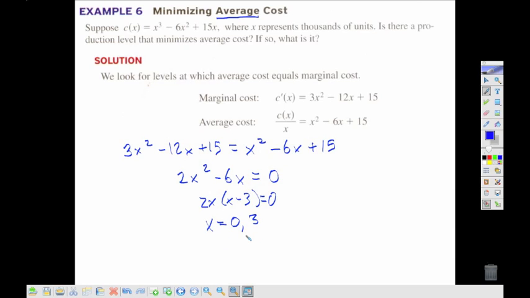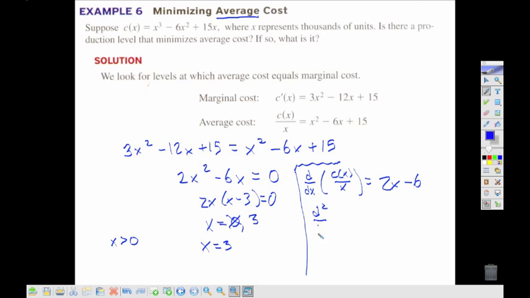Now we need to decide which of those would actually make sense. If we're thinking about a production level, we don't want to have a production level of 0. So we're thinking that x has to be greater than 0, so we're going to ignore that. The only possibility really is x equals 3. We do want to check though to make sure that that is a minimum value. One way to do that is looking at the second derivative. So if I think about the derivative, remember we're minimizing average cost. So the derivative of the average cost would be thinking that as c of x over x, and that derivative would be 2x minus 6. Our second derivative would be 2.